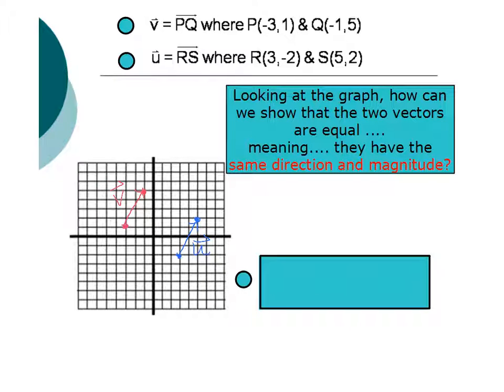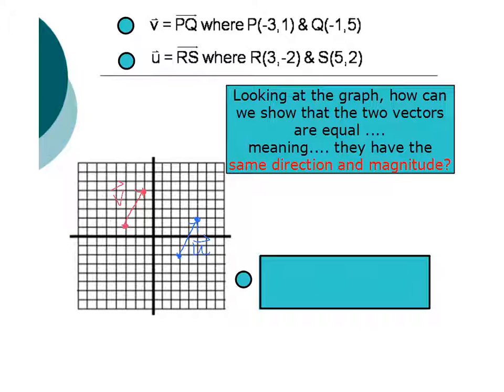Now it says, looking at the graph, how could we show that the two vectors are equal? Meaning, for vectors to be equal, remember they have two properties. They have direction and they have magnitude. Looking at my two vectors, do they look like they're going in the same direction? Well, yeah, they're kind of going up and over about the same amount. And their magnitude is their length. Do they appear to have the same length? Yeah, they kind of appear to. But how could we prove that? What are the things that we would do to show that those are the same?